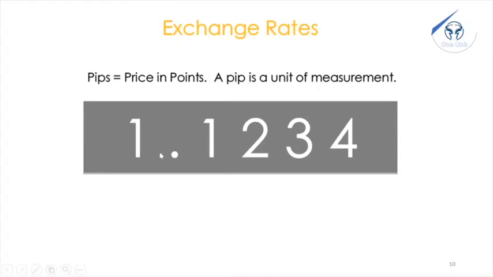When the second decimal moves, then it is moving in hundreds: 100 pips, 200 pips, 300 pips. When the first decimal moves, then it is moving in thousands: 1000 pips, 2000 pips, and so on. So remember that. There is a small, fractional movement on the last digit, and you can see the price fluctuation as well. So far, all clear?